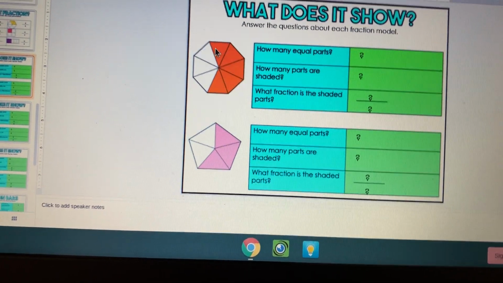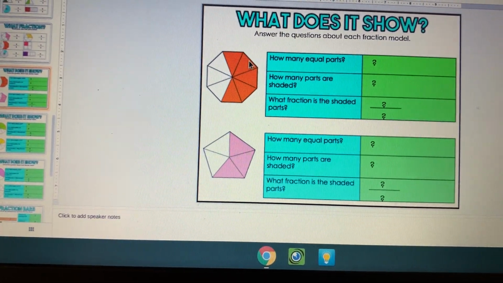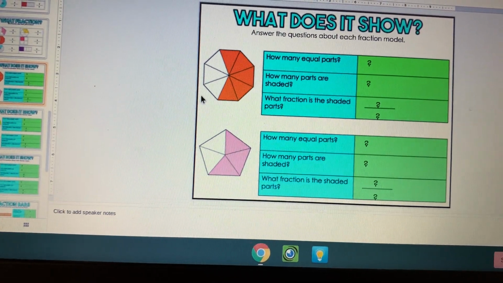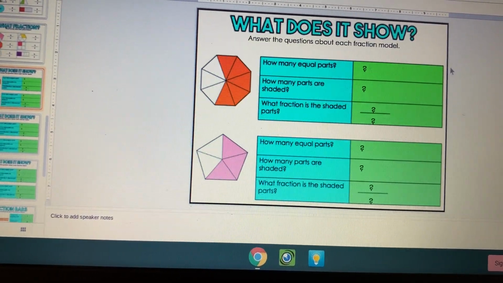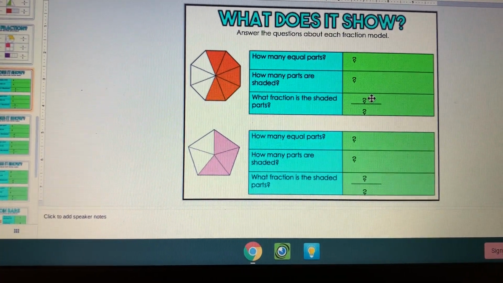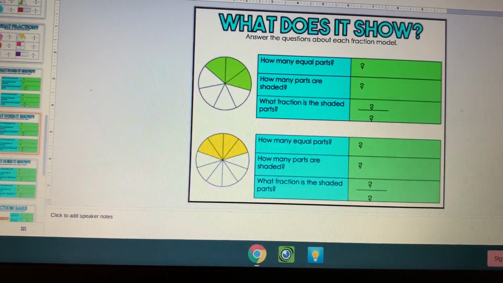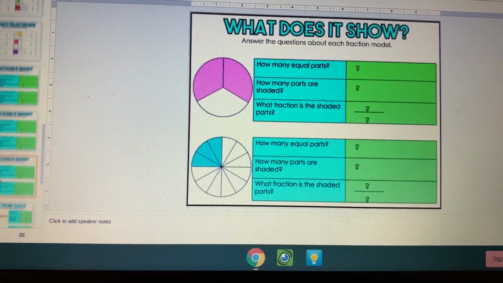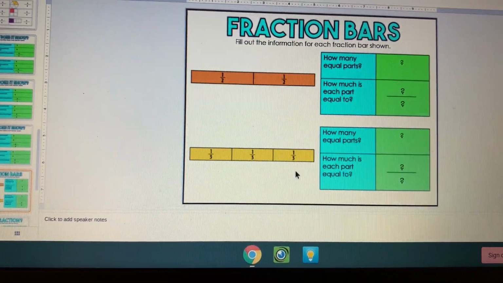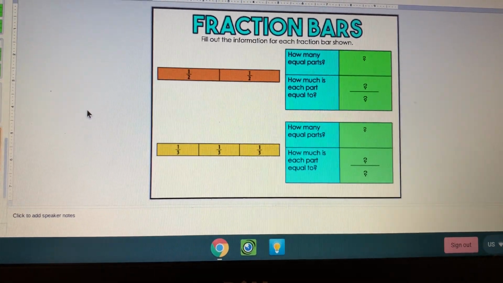So for example, this shape has 1, 2, 3, 4, 5, 6, 7, 8. So there's 8 equal parts, and 1, 2, 3, 4, 5 of them are shaded in. So you would have 8, 5, and then 5/8 as your fraction. And you're going to do that for this slide, and this slide, okay? And then same thing for this one. Oops. This is your fraction bars.